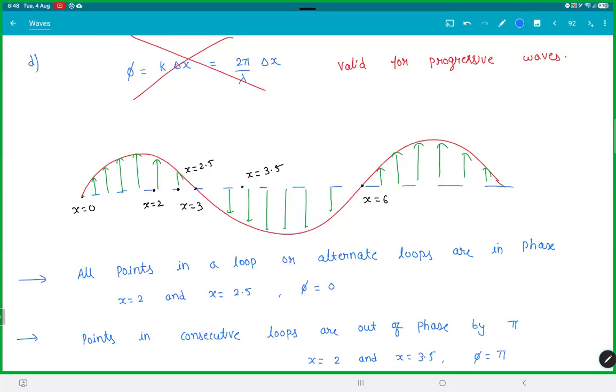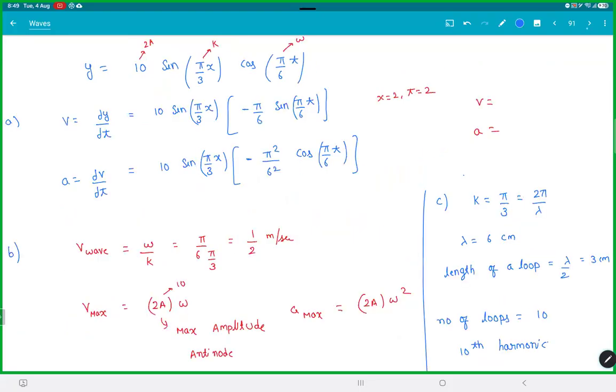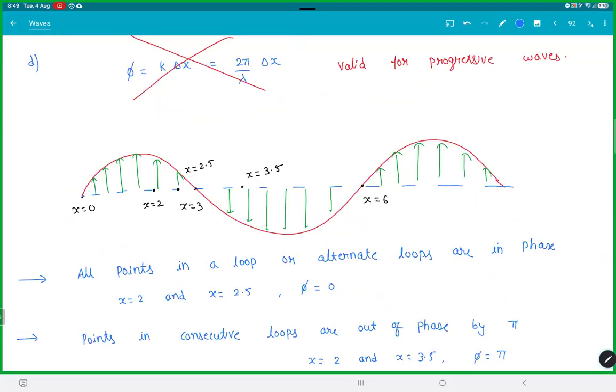So always ask yourself, am I talking about a progressive wave or a stationary wave? How does a progressive wave look? y is equal to a sine(kx plus or minus omega t). This is the progressive wave. Look at this thing: this is sine kx cos omega t. This is not a progressive wave. The kx and omega t got separated. So that's the difference. You have to be careful there. All clear with this?